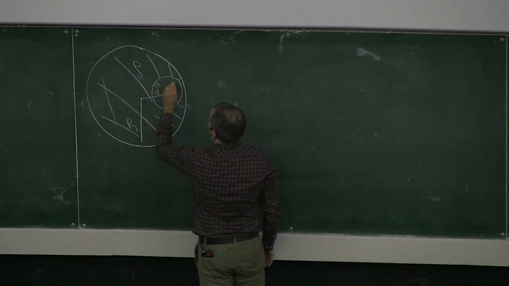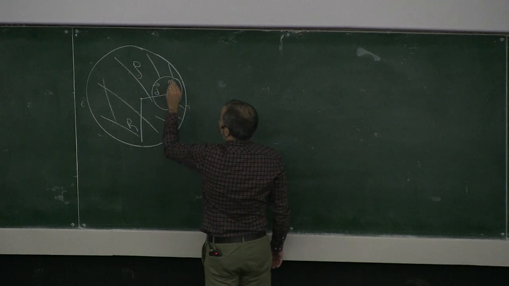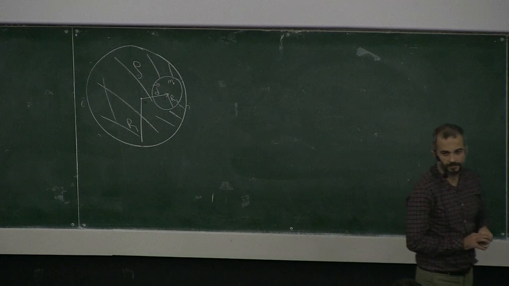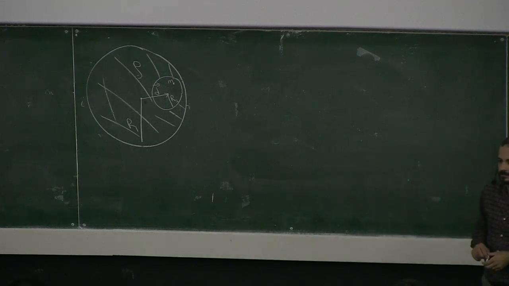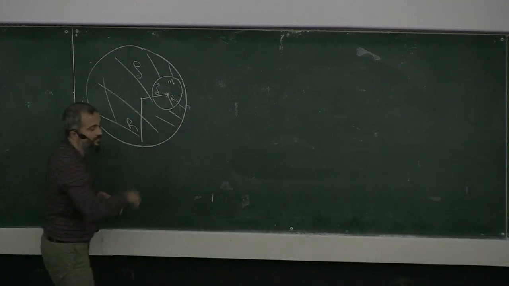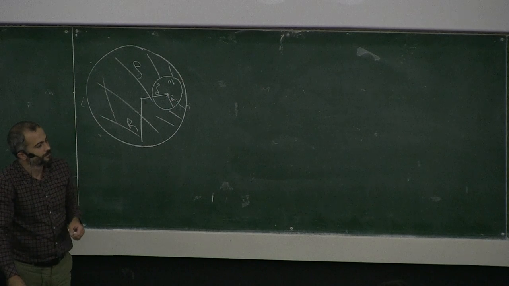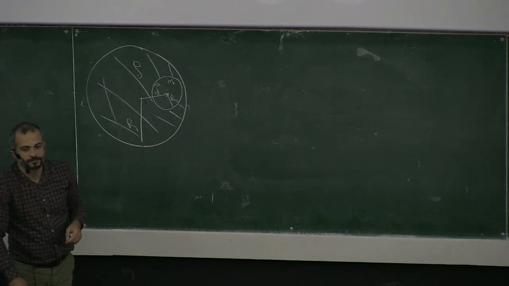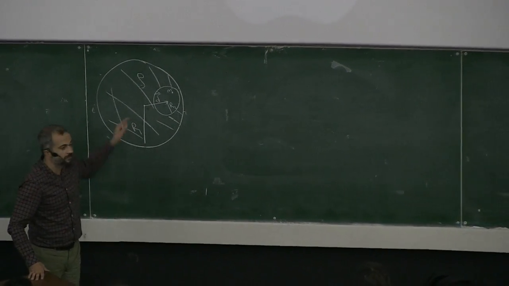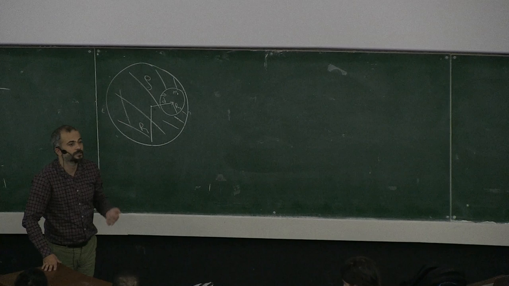The question is, what is the gravitational force? If I put a mass at that point, what will be the force acting on it? These are all spheres. The small sphere is a cave inside this planet. So that is the question. What is the gravitational attraction of the planet? How can we calculate it?